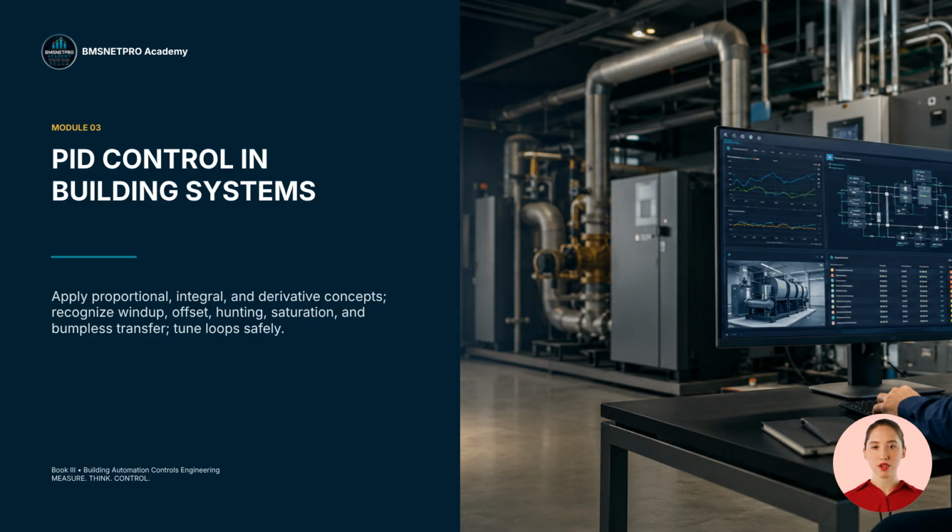We will learn what proportional action does, when integral action helps, how windup happens, why derivative action must be used carefully, and how to tune loops safely with trend evidence and rollback discipline.